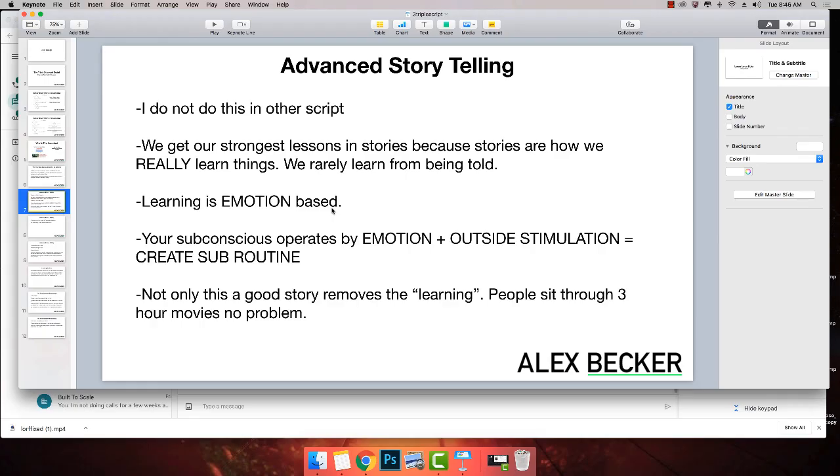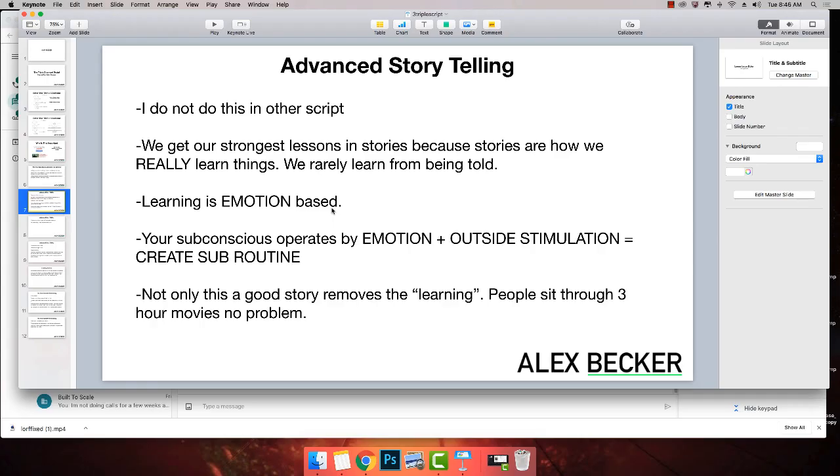That's why stories work. And so your subconscious operates by emotion plus outside stimulations, and that creates a subroutine like we talked about a little bit earlier on in the last Learning How to Sell video. So not only is this very useful when it comes to making people actually agree with us, which is everything that we're trying to do, to get them in a position where they can be closed, we have to make them see the world the way that we see the world. We have to make them believe the lessons that we want them to believe, and we can't do this by telling them. We have to conceptualize it in their head.